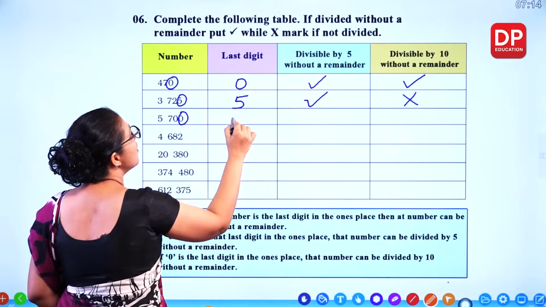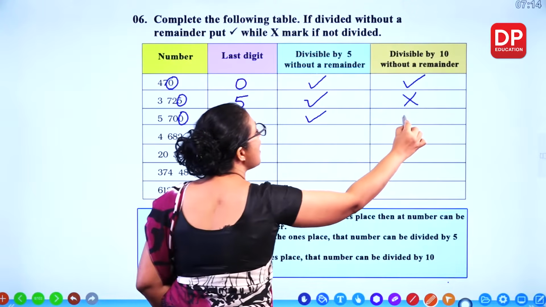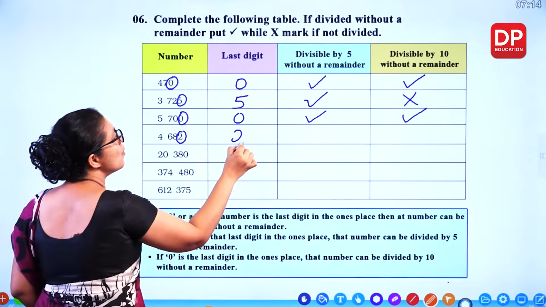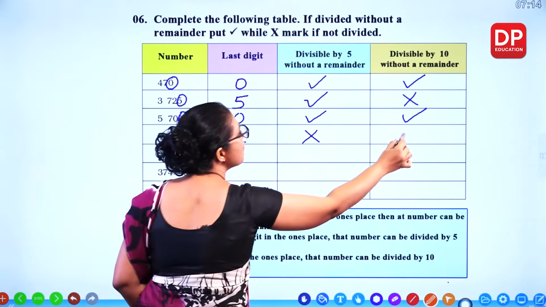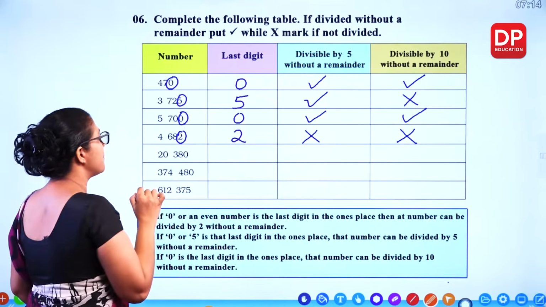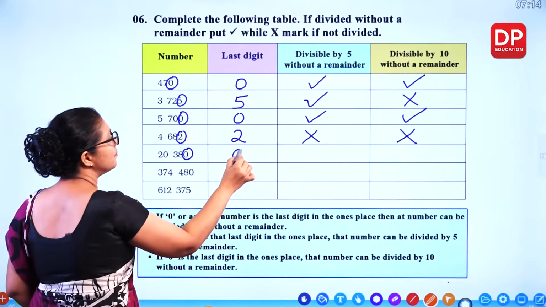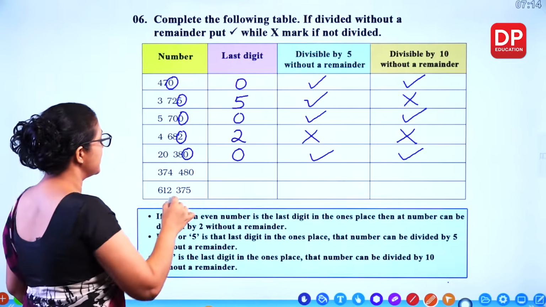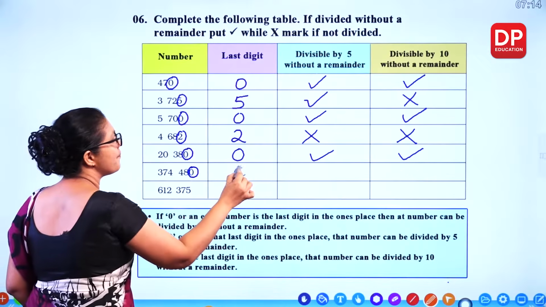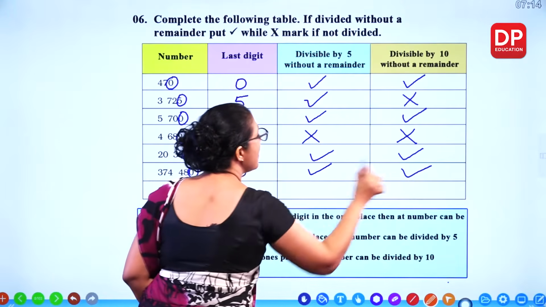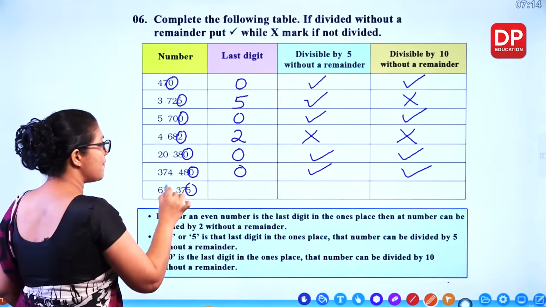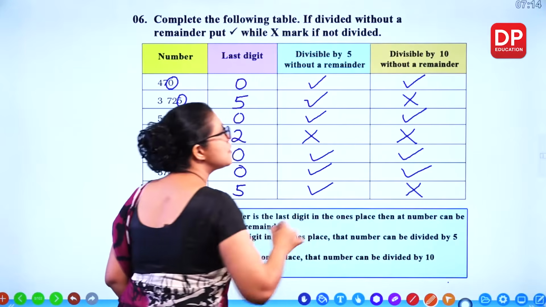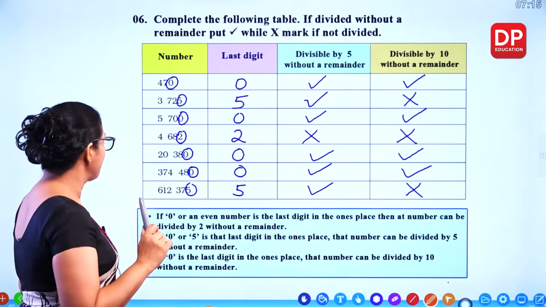0, divisible by 5 as well as 10. Here 2. It's not divisible by 5 or 10. Here 0, divisible by 5 as well as 10. Here also 0, it's divisible by 5 and 10. Here 5 is there. It's divisible by 5 but not divisible by 10.